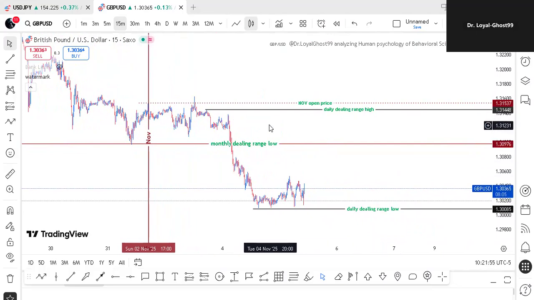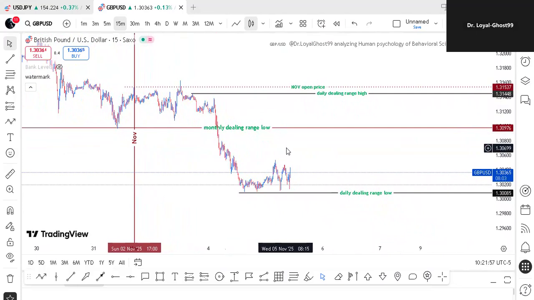Sorry for taking long to explain, but I think that it was necessary. So I already know that we are currently below the previous month price action, meaning there is a possibility that we can form a week.